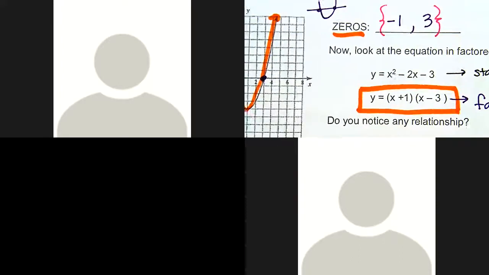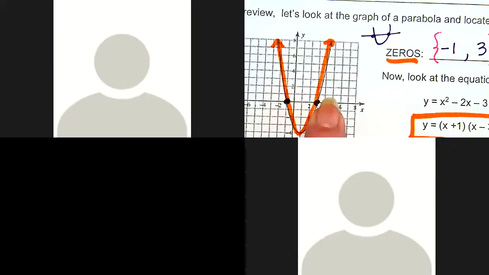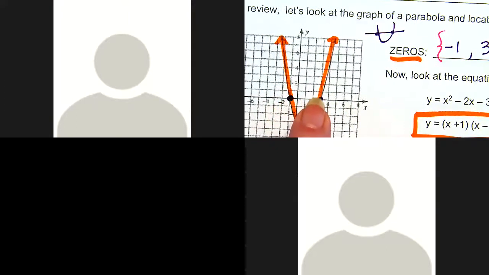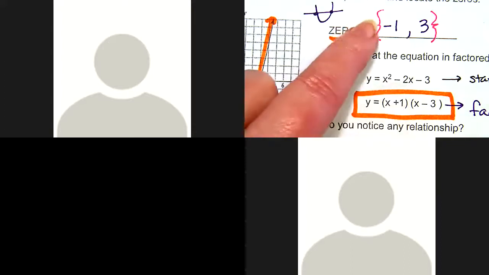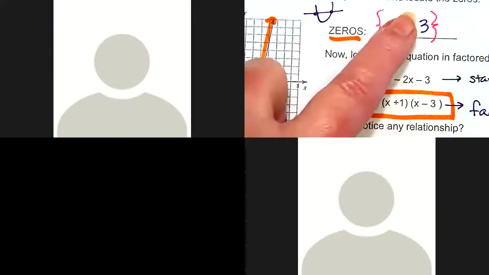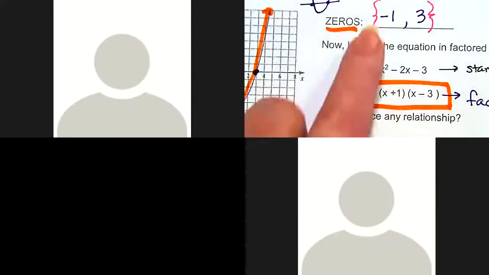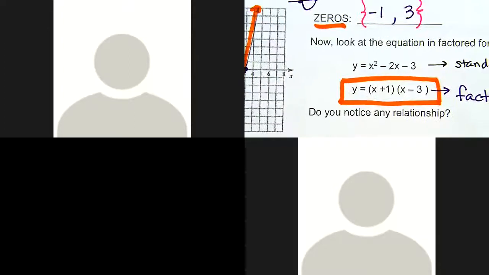Now I want you to just take a minute and look. We got these numbers, the -1 and the 3, by just tracing the x-axis with my mind and finding where the graph intercepts it, because these are also called the x-intercepts. Now I want you to look at these numbers and the factored form and see if you notice any patterns, any relationship, anything about how these might be related to each other.